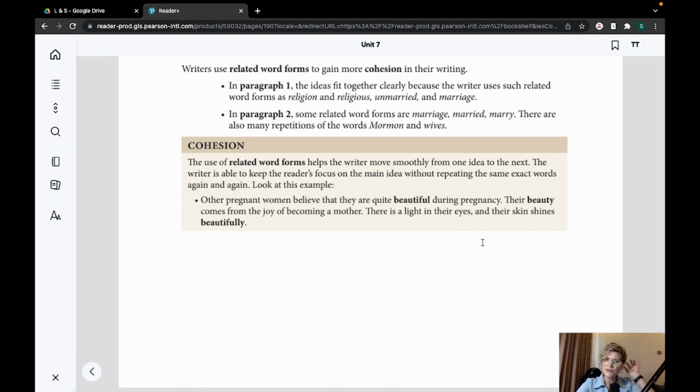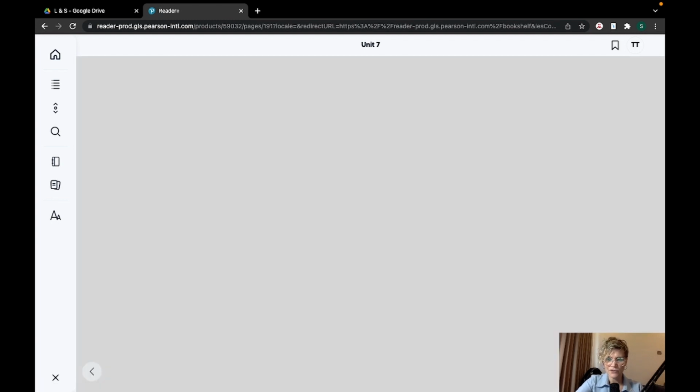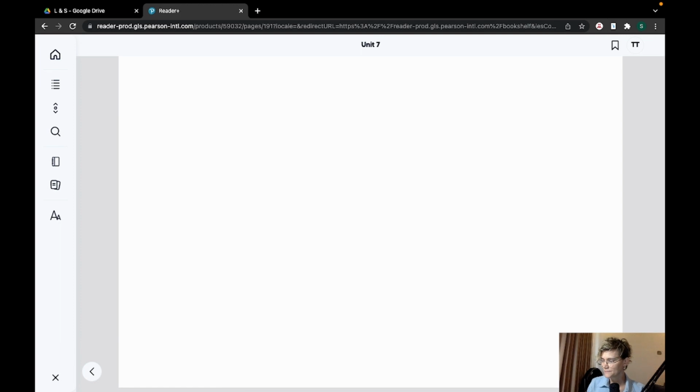So beautiful, beauty, beautifully, same word family, but a different part of speech. And by using these words, not the exact word, but a different part of speech in a different form, it is all connected and it's easy for the reader to follow what the writer is talking about. It's not vague or unclear.